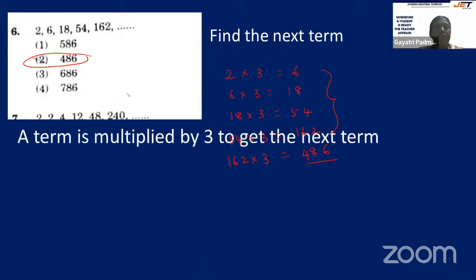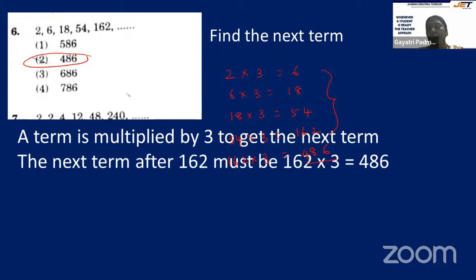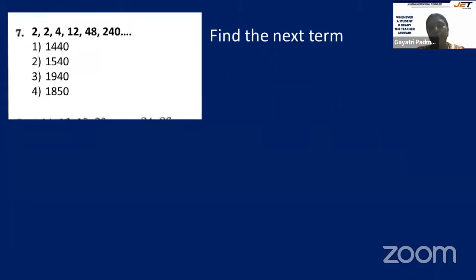All right, let's check the answer, students. A term is multiplied by 3 to get the next term. The next term after 162 must be 162 multiplied by 3, which is equal to 486. Therefore, your option is the correct answer. If you had opted for option 2, then your answer is perfect. All right, with this, let's move on to the next question.